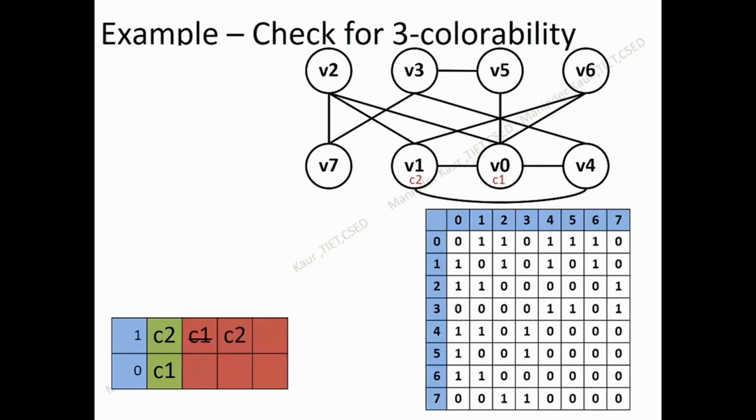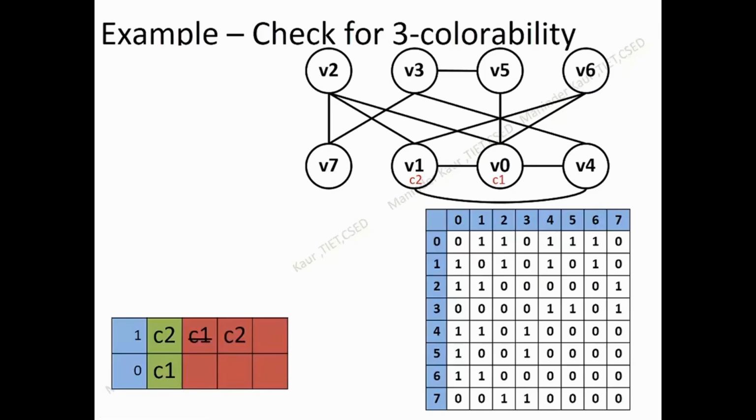Second thing is, choose the next vertex, that is V1. You cannot color that vertex with C1, because vertex V1 is adjacent to V0, which is already painted with the color C1. So the next immediate color for V1 will be C2.